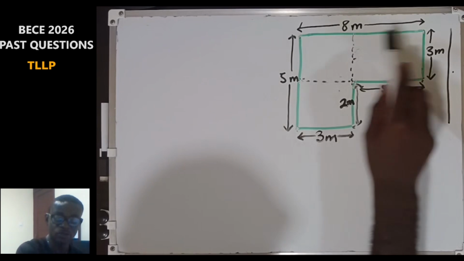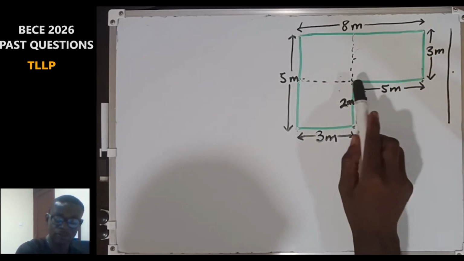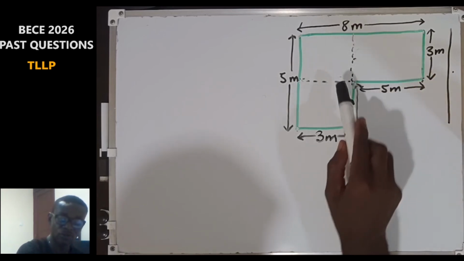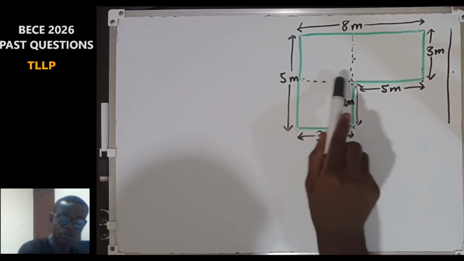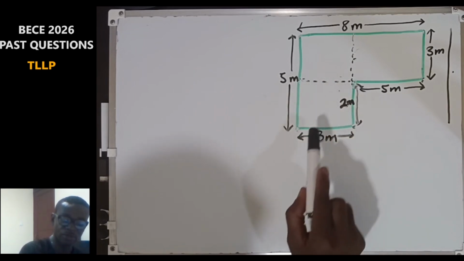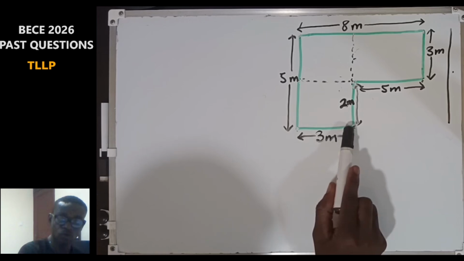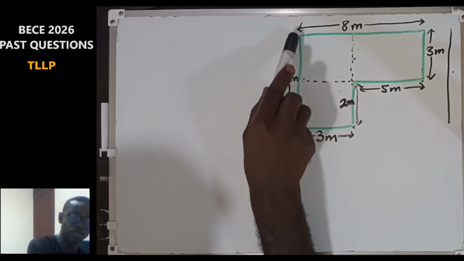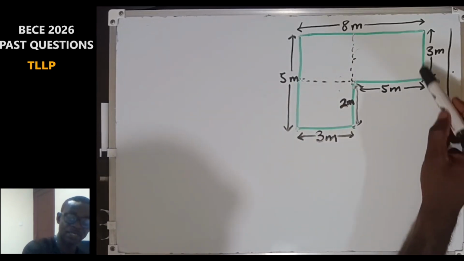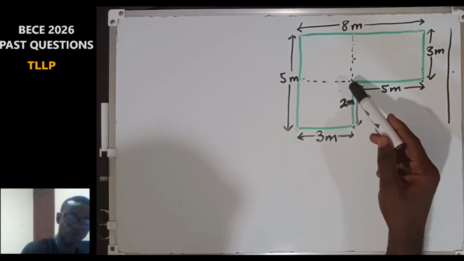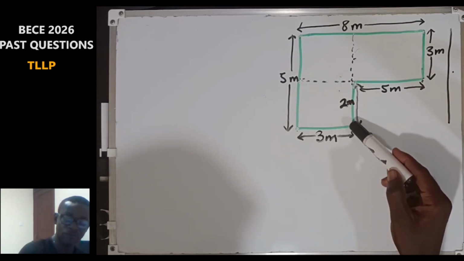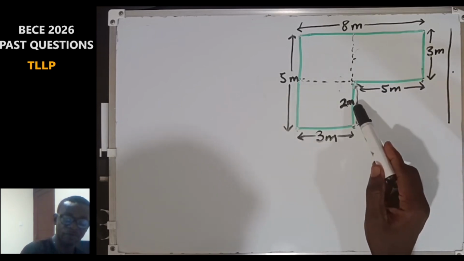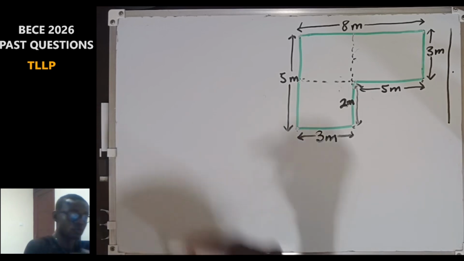Okay, from here to here is 8 meters. So if just this part is 5 meters, it means I have to subtract this 5 from 8 to get this length. And if this length is 3 meters, then it means this length will also be 3 meters. That is the same thing for the 2 meters. From here to here is 5 meters. So if this side is 3 meters, then it means if I want just this portion, I have to subtract this 3 from the 5, and it will give me 2 meters.